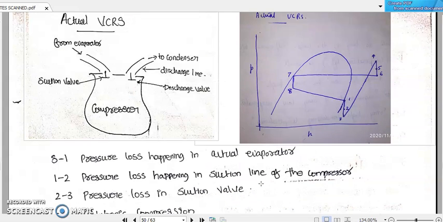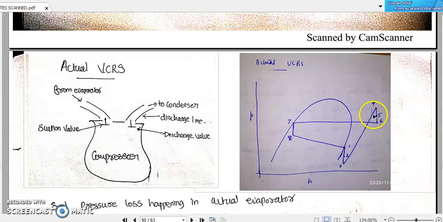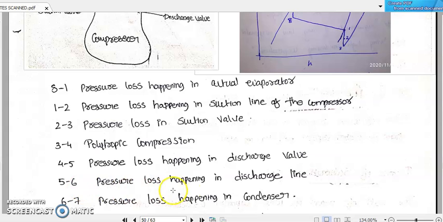Then what is this 5 to 6? 5 to 6 is the portion of the refrigerator immediately after this discharge valve, that is the outlet line, or the pipeline connecting the compressor with the condenser. That is another piping circuit, and there will be some amount of friction loss happening there. So it is represented by 5 to 6. 5 to 6 is the pressure drop, the pressure loss happening in the discharge line from the compressor towards the condenser.